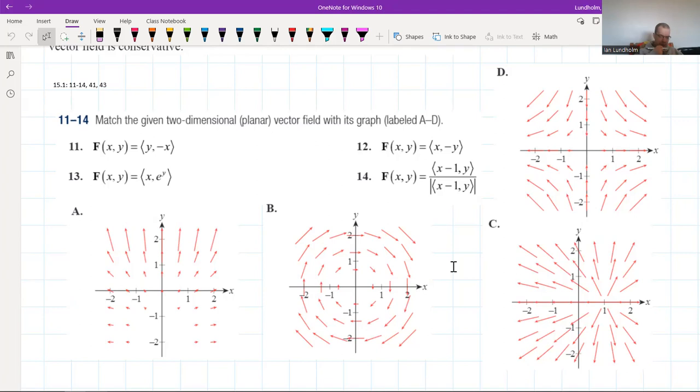Cool. So, which one do we want to look at? All right, let's look at 11.